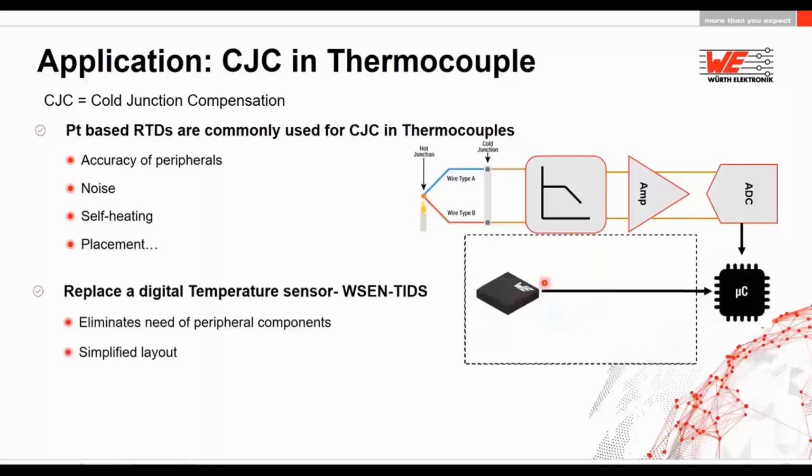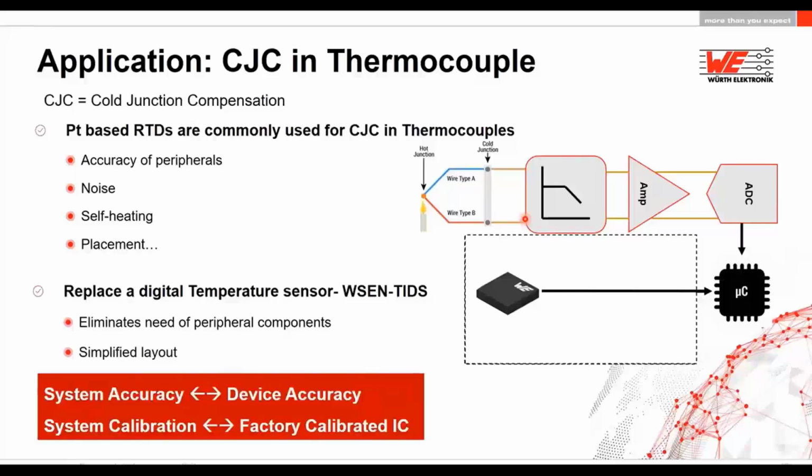A solution that we propose is to use a digital temperature sensor for the cold junction compensation, so that you have a direct digital output from the sensor that can be directly fed to the microcontroller and compared with your thermocouple circuits. This eliminates the need for all the peripheral components and also makes your layout very simple.